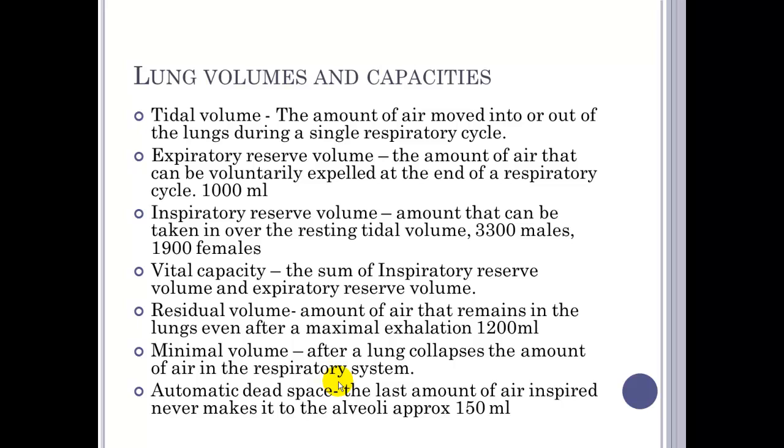Inspiratory reserve volume. The amount that can be taken in over the resting tidal volume: 3,300 mils in males and 1,900 in females.